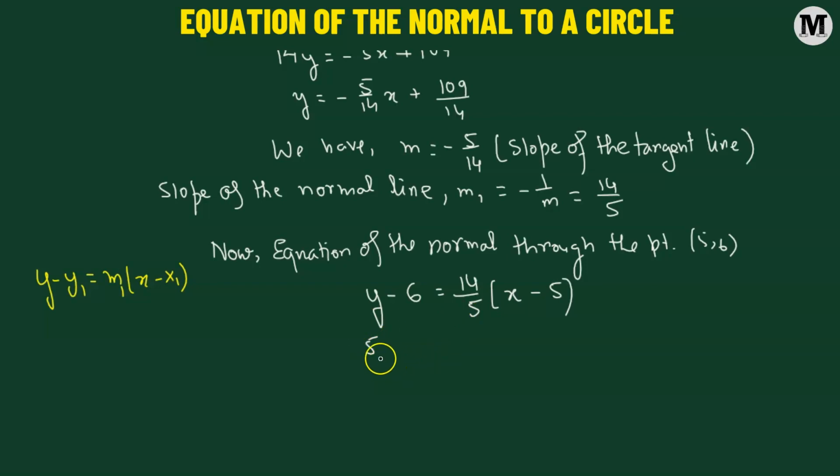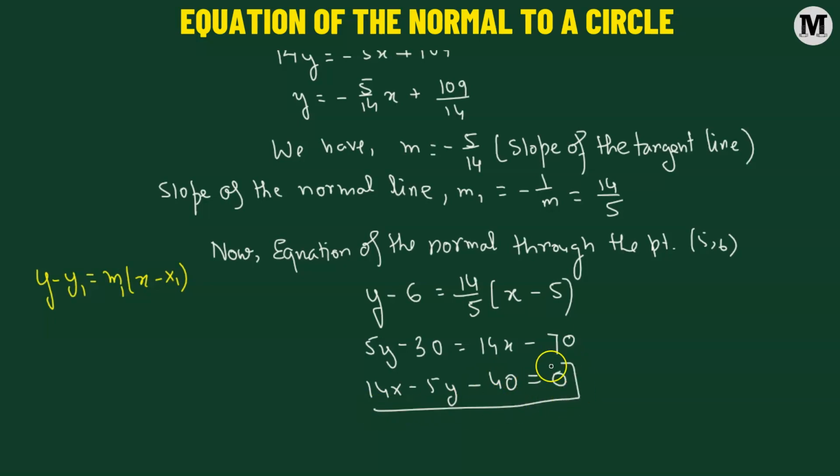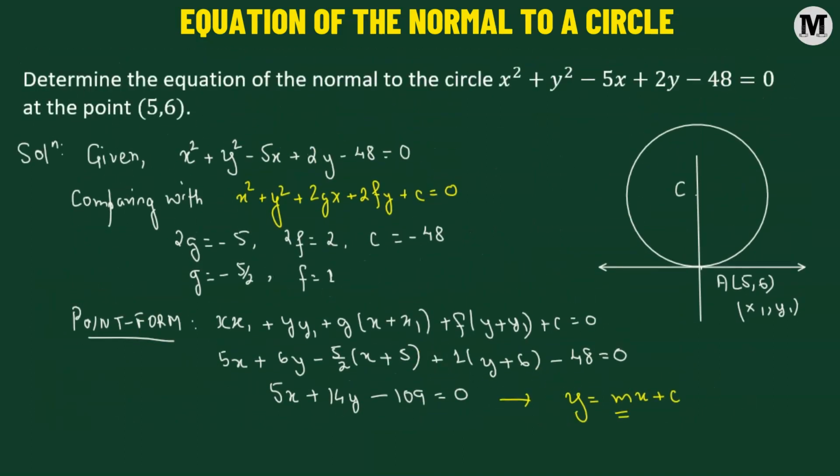Let's multiply throughout by 5 to get 5y minus 30, and we have 14 multiplied by (x minus 5), so we have 14x minus 70. So we get 14x minus 5y minus 40 equals 0, and this is the equation of the normal to the circle at the point A having coordinates (5, 6).